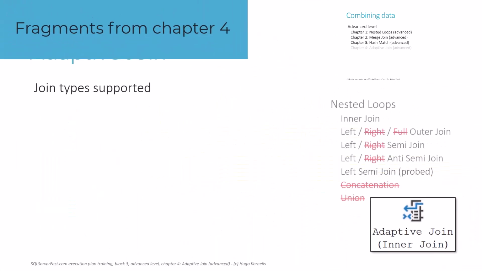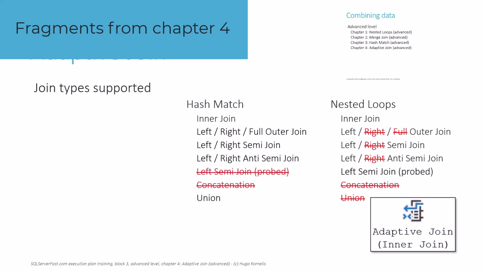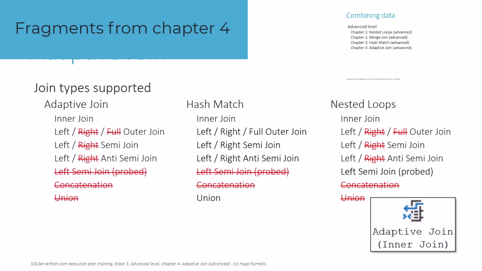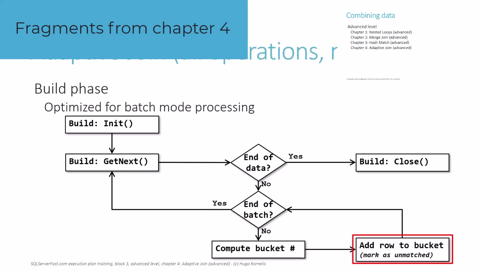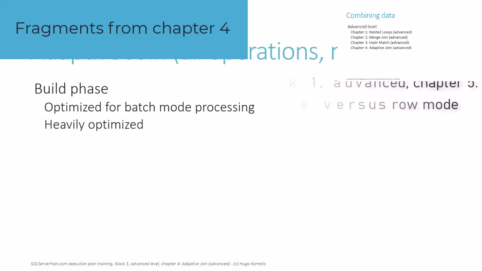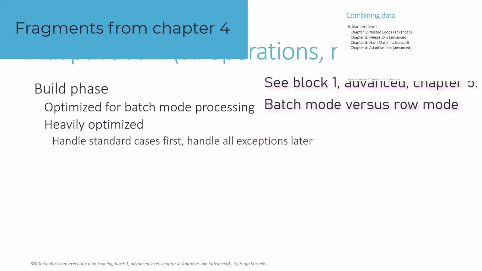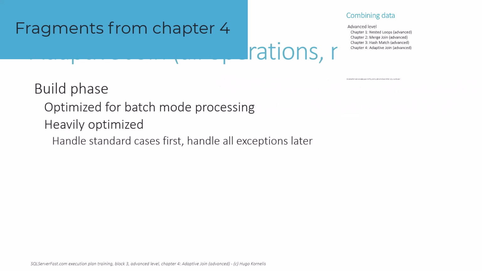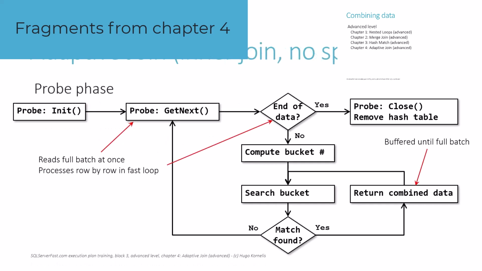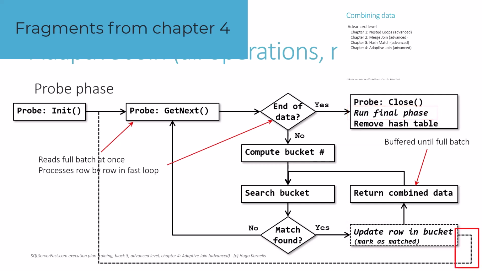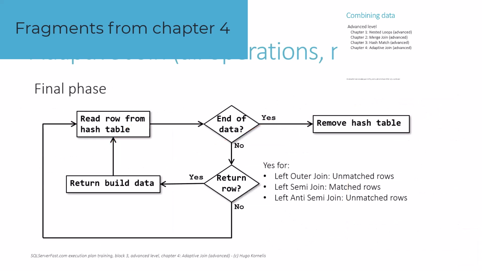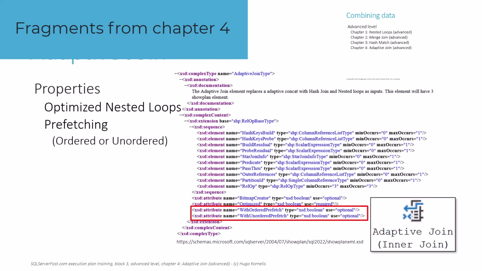The fourth and last chapter covers advanced topics for the adaptive join operator. Because this operator combines the hash match and nested loops algorithms that we already described in detail in the previous chapters, we now immediately jump to the combined flowcharts for all supported logical operations, because they are more or less the same as the flowcharts for the hash match and nested loops operators. Since adaptive join typically runs in batch mode, we also show how that affects the logic of these flowcharts.